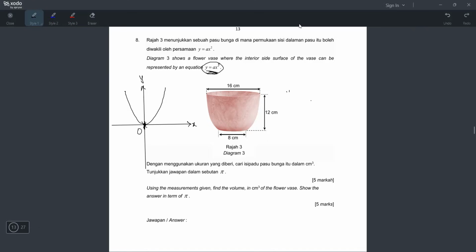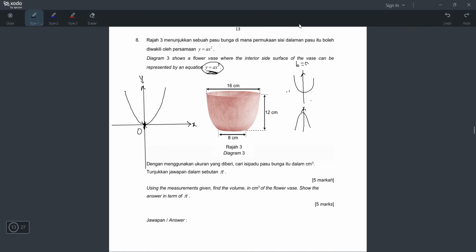So if the b is 0, what happens to the curve? What happens to the y-axis? It will be in the middle like this, right? Doesn't matter if it's a U shape or an N shape. If the b is 0 for the equation, the y-axis will be here, right? It means it will be in the middle.